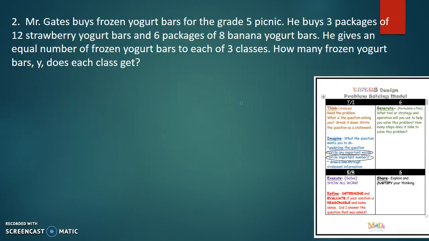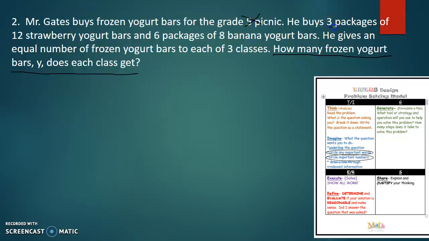So again, we're using the Tigers Design. I find my question. It says how many frozen yogurt bars Y does each class get? I'm going to restate my question as a statement. I'm going to say each class gets blank yogurt bars. So I know I'm trying to figure out how many yogurt bars each class receives. So I go through my word problem. I'm going to see what talks about yogurt bars in classes. This 5 is just to throw me off. It's talking about 5th grade.